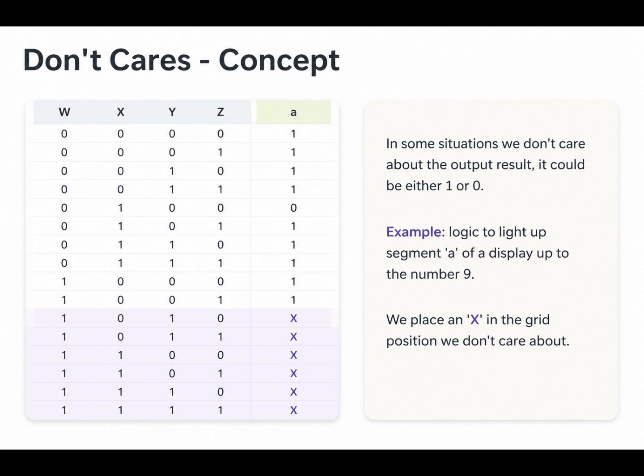In real-world digital design, there are often input combinations that will simply never happen. For example, a single-digit decimal display only counts from 0 to 9. The binary inputs for 10 through 15 will never occur. Therefore, we literally do not care what the circuit outputs for those states. We mark these in our table with an X.